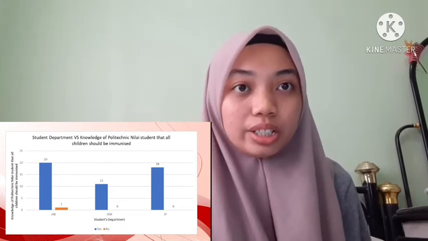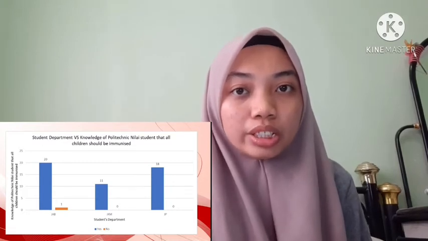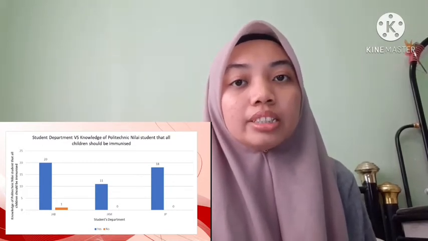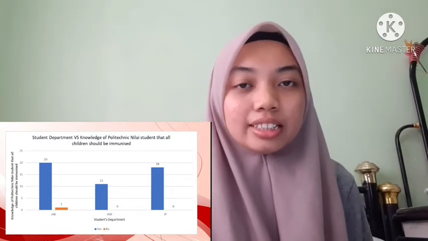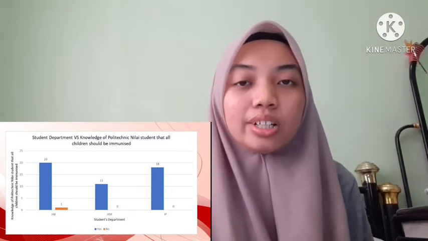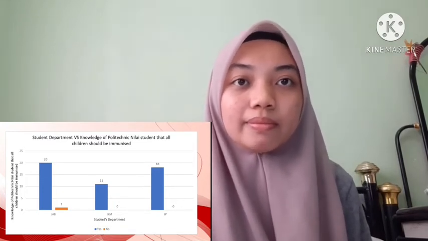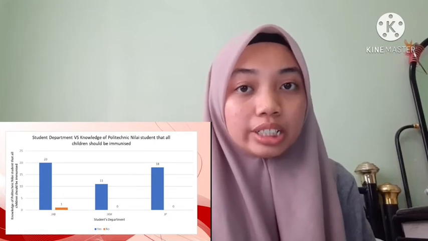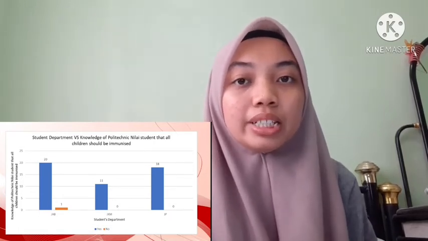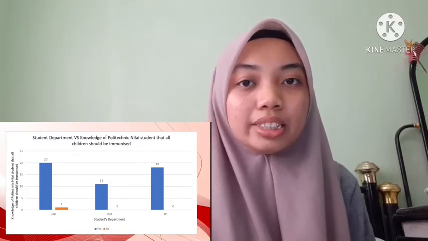Okay, for the next one, JKM, the total of respondents in JKM is 11 and 11 of them say yes, no one says no. And for the next department, JP, most of them say yes. The total of respondents of JP is 18 and all of them say yes.